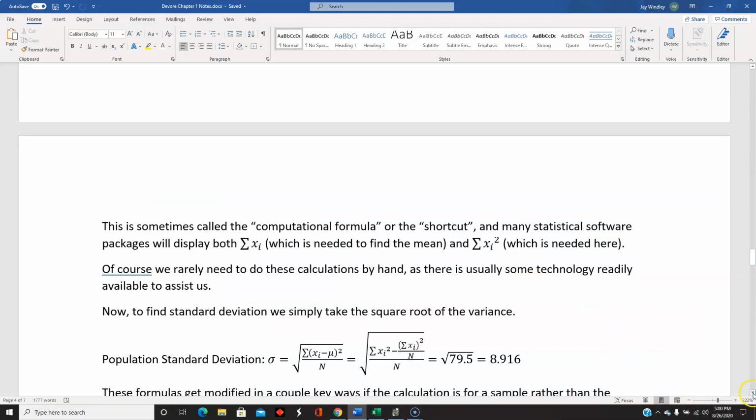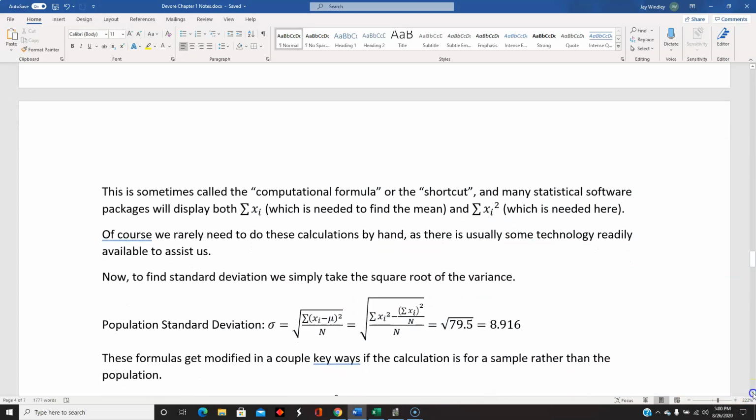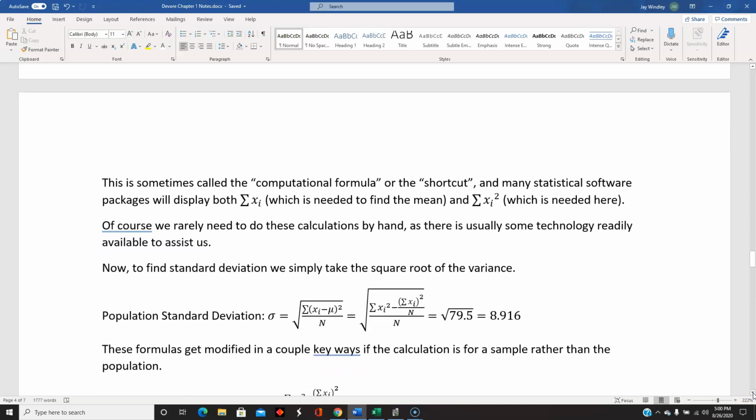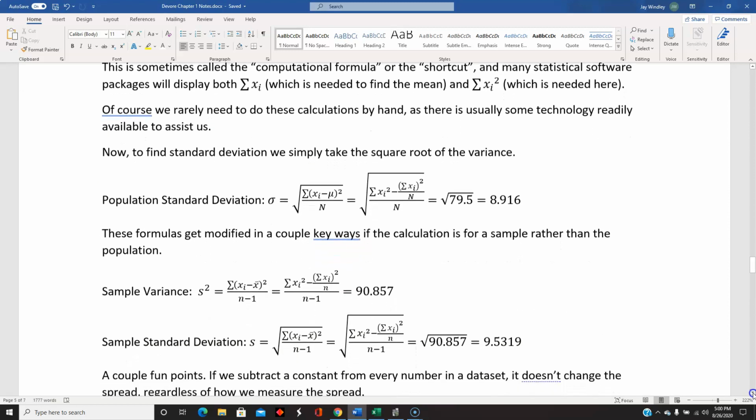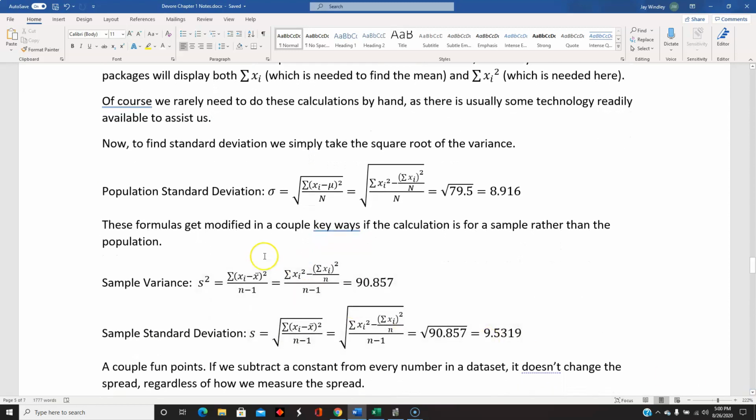Now, if we're talking about the sample instead of the population, then these formulas get modified in a couple ways. There's more differences with these formulas than there was with the formulas for mean. So for sample variance, what happens is, first of all, instead of sigma, we use the letter S. So it's no longer sigma squared, it's S squared. Instead of mu for the mean, we have the symbol X bar for the mean. Instead of capital N for the population size, we have lowercase n for the sample size.